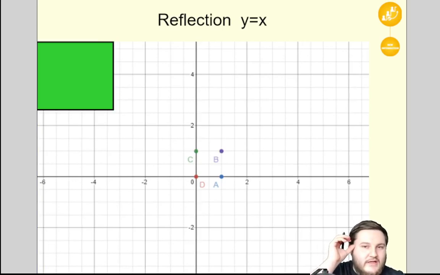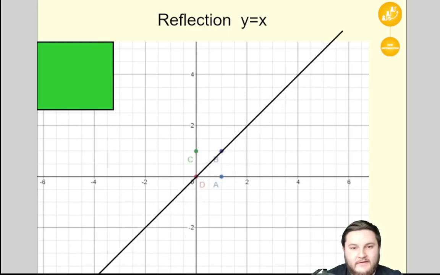What about then a reflection in the line y equals x? Okay, if I draw the line y equals x in with my line tool, y equals x is this line here. What happens when I reflect the coordinates in this? Again, we can use the same method. Well, B and D are going to stay where they are, aren't they? There's a posh word for this: it's invariant. If a point stays where it is after a transformation, it is invariant. And then this coordinate here, C, is going to be reflected over the other side. That's actually going to land on A, which is a bit weird.